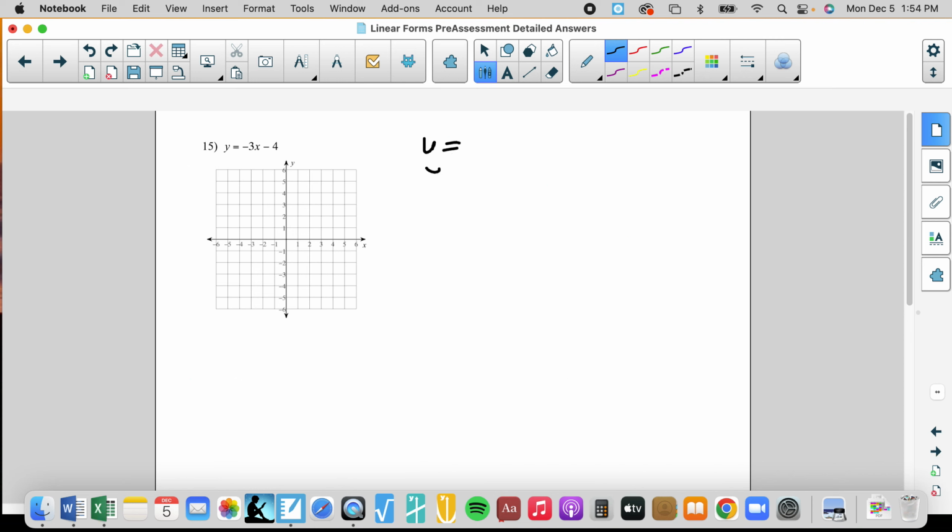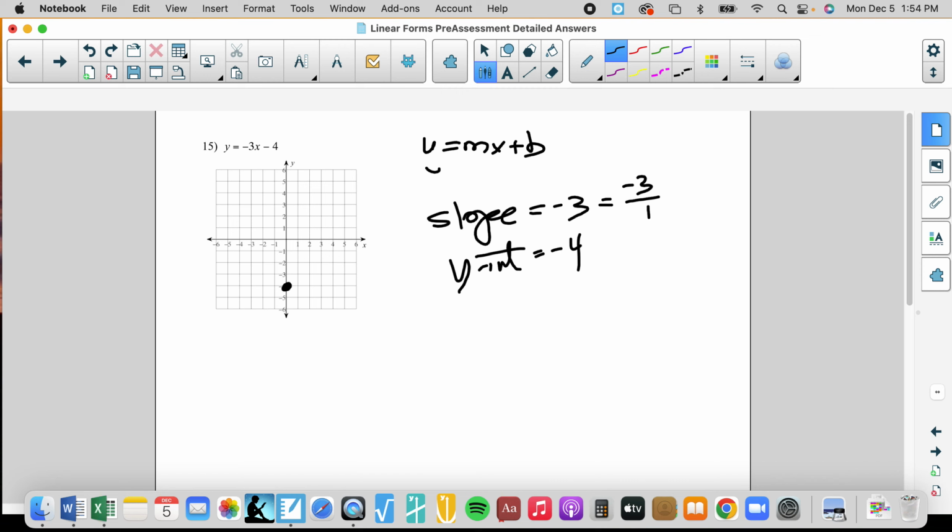Slope-intercept form, y equals mx plus b. My slope equals -3. My y-intercept, again, is -4. So let's plot that y-intercept, and now we use the slope. -3 as a fraction is -3 over 1. That means down 3. +1 is right 1. Down 3. 1, 2, 3. Right 1 takes me here.